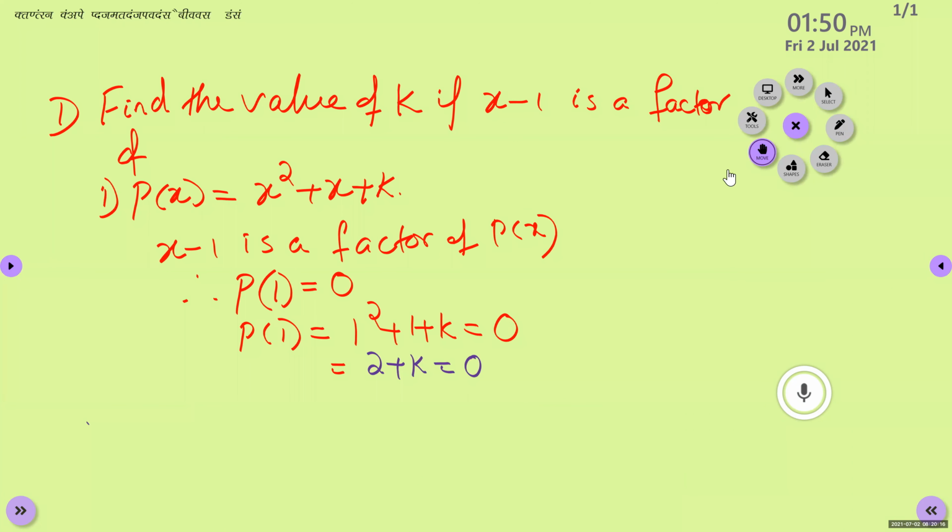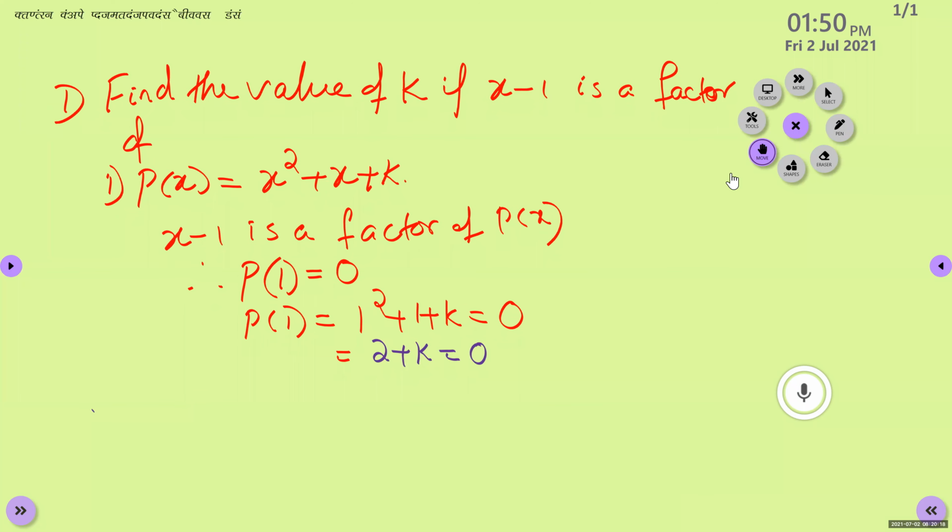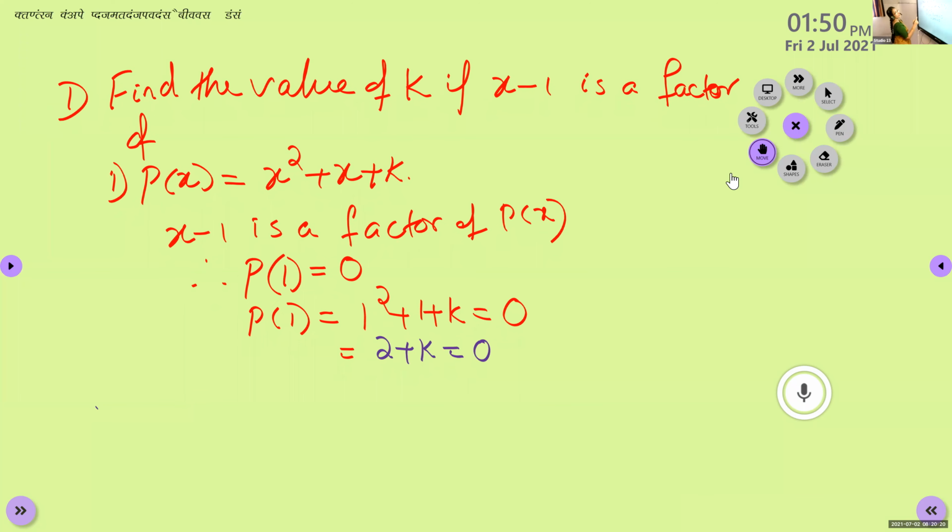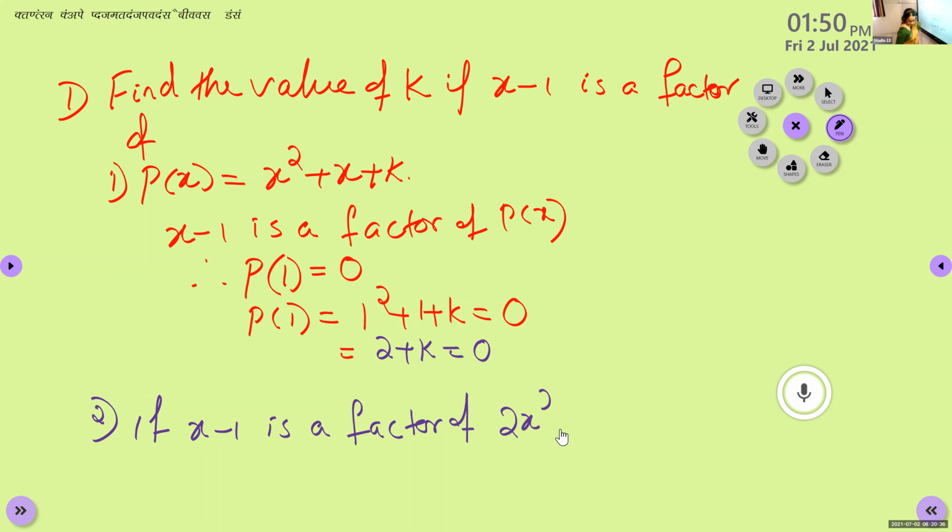Okay. Next question. Find the value of k if x minus 1 is a factor of 2x square plus kx. Ma'am, can you explain it once again? Sure.